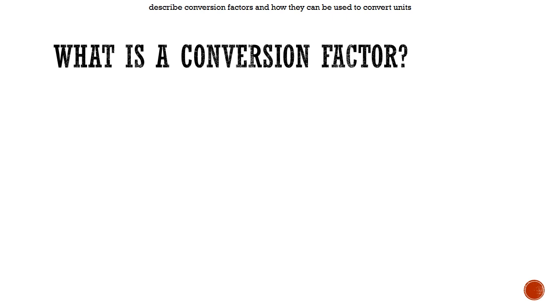So I've asked a question here on this slide: what is a conversion factor? And we're not going to answer that question just yet, not immediately. We're going to look at a problem that you might think, well, I could do this. I don't really need to know what a conversion factor is to do this. But the fact of the matter is, if you complete this problem correctly, even though you don't know it, you are using a conversion factor. So we'll look at why that is and how we use these conversion factors.